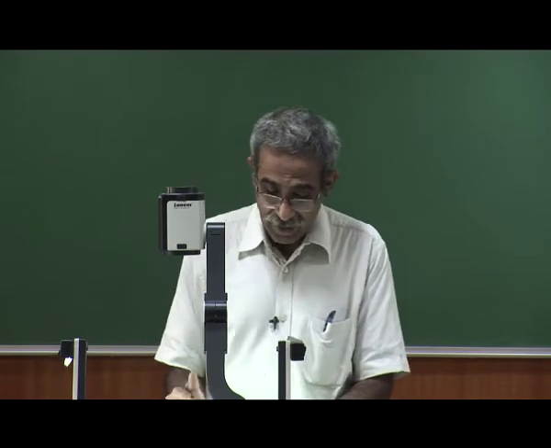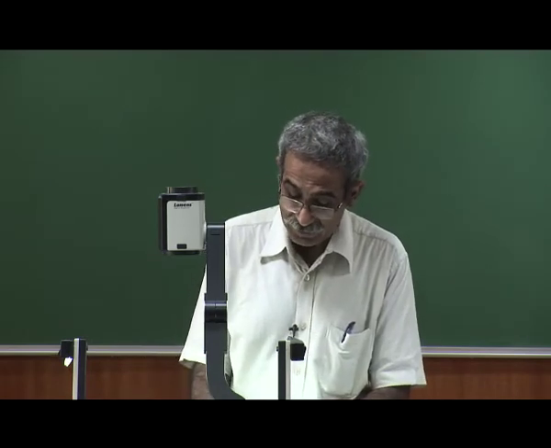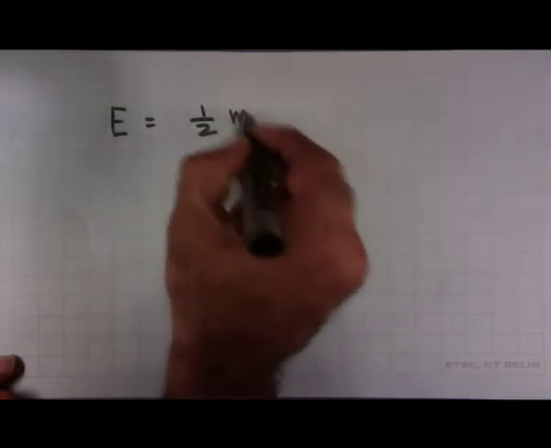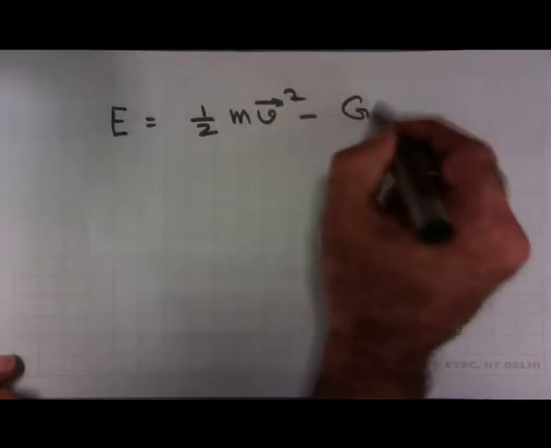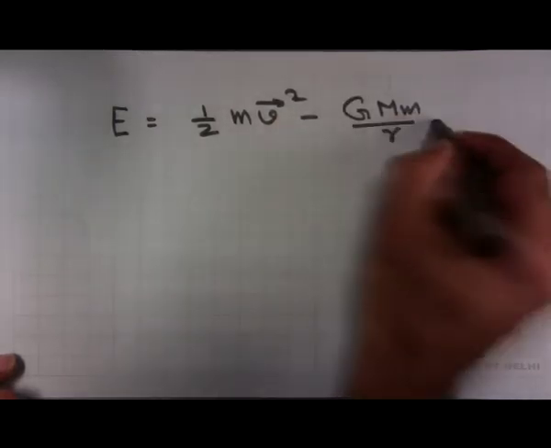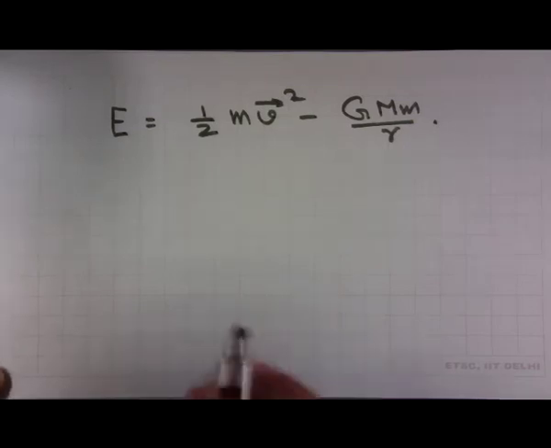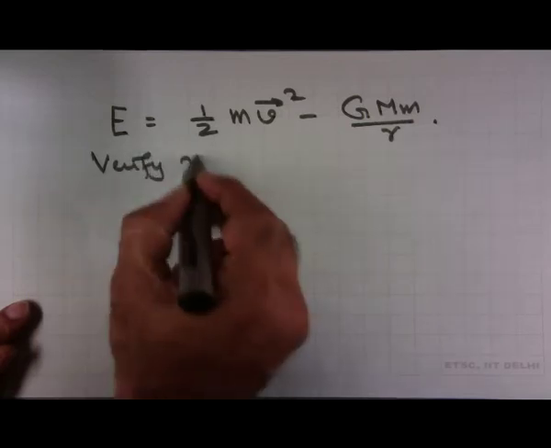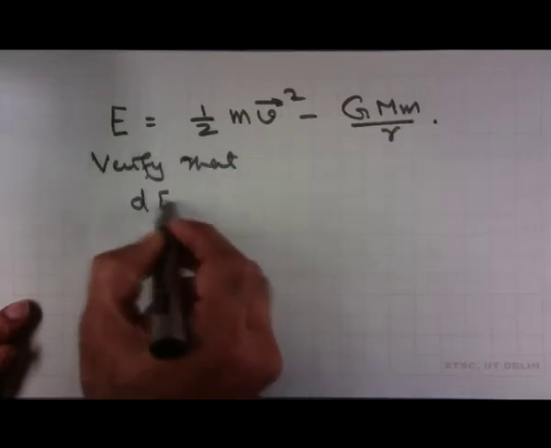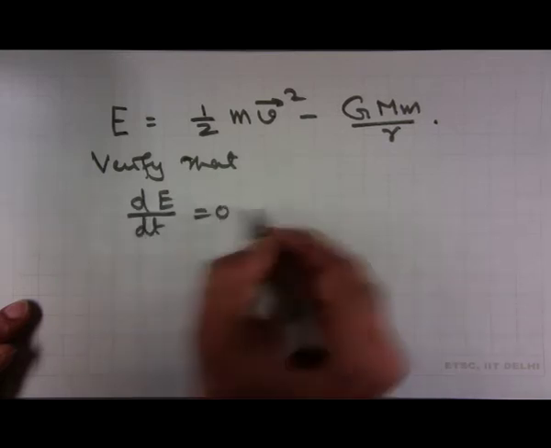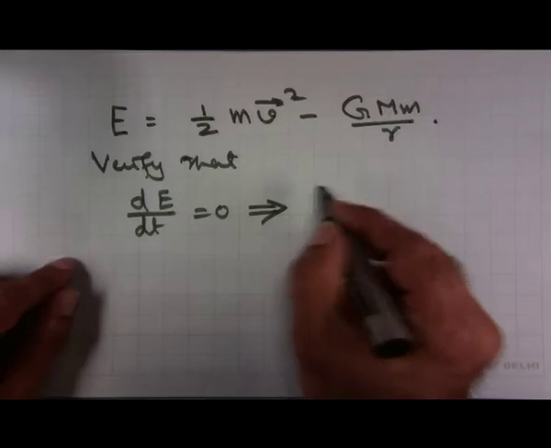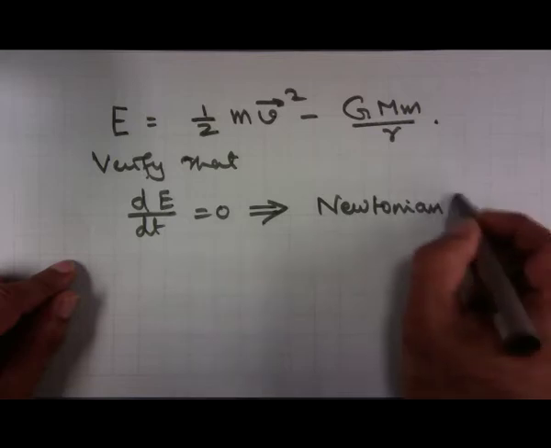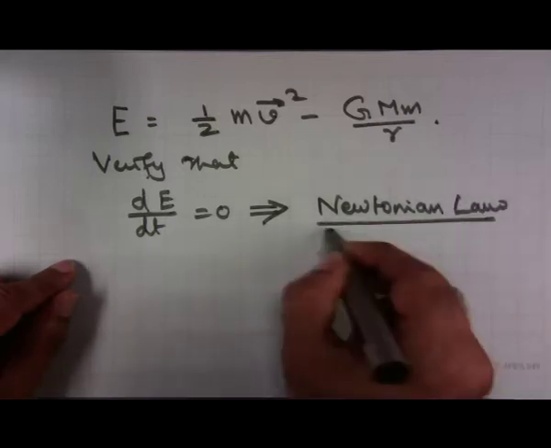Now I am given the total energy in a gravitational field to be, let me repeat, half mv squared minus GMm by r. So, although I told you what the result is, I invite you to please verify that dE by dt equal to 0 implies Newtonian law of gravitation.